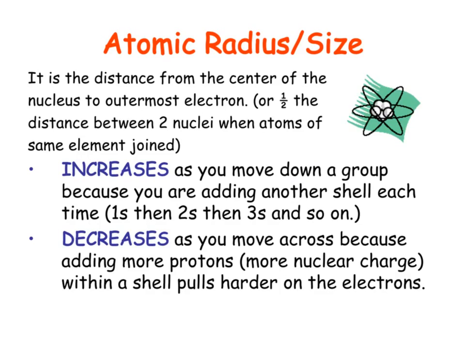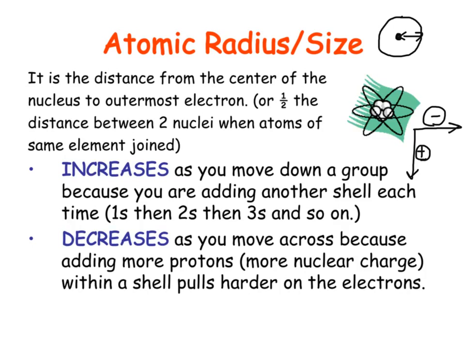So the first trend we're going to talk about is the atomic radius, which is basically the radius of an atom, just like in math, the radius from the nucleus to the outermost electron. And the trend is that as you go down a group, remember the groups are vertical, the atomic radius gets bigger. And as you go across the same row, the radius gets smaller.